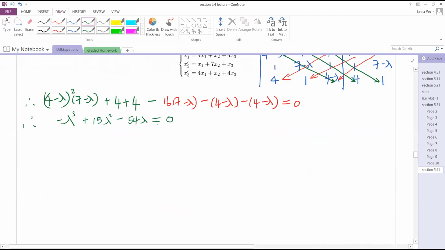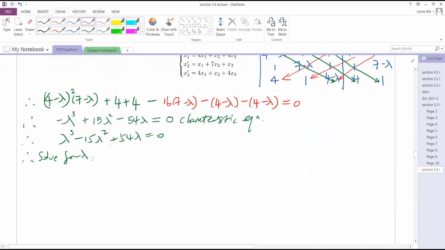square minus 54 lambda equals 0. You can call this the characteristic equation, right? Characteristic equation. But anyway, you guys are close. There is no constant because the constant happens to be all canceled out. Of course, you don't have to write it this way. You can change its look to lambda cube minus 15 lambda square plus 54 lambda equals 0. And then we're going to go ahead and solve for lambda.